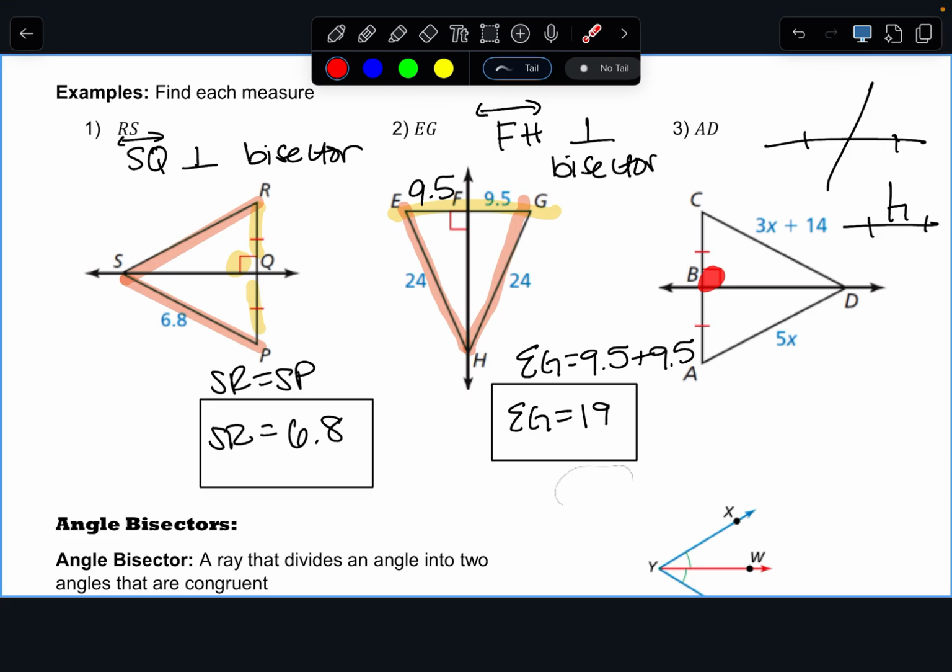Listen. Okay. We have a perpendicular bisector. We have the right angle, and we have those two congruent symbols. So we say that BD is a perpendicular bisector.